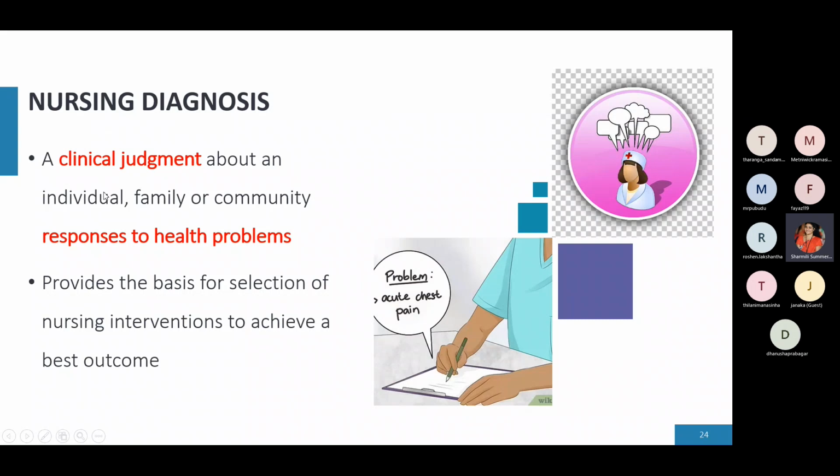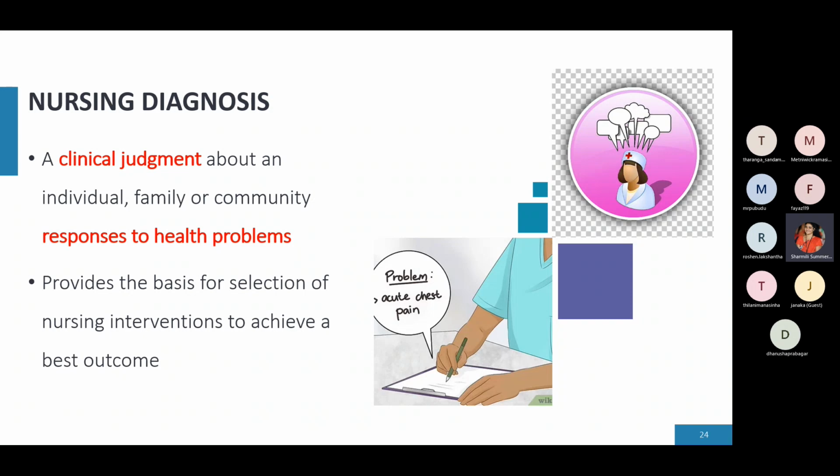Nursing diagnosis is a kind of clinical judgment. We are clinically judging the patient. And it is not only the judgment for the patient; you can judge family or the community responses to health problems. It provides the basis for selecting a proper nursing intervention or proper implementation to achieve the best outcome. So with the help of the assessment, you are judging what problem this individual, family or community is having.